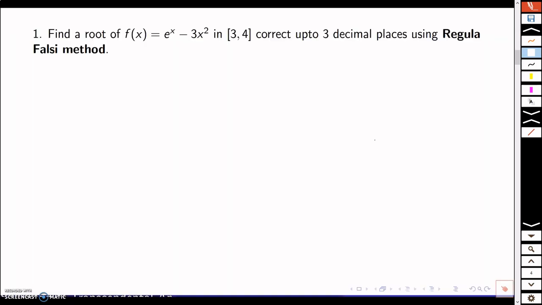Yes, I have this problem with me. Find the root of the function f of x is equal to e raised to x minus 3x square in the interval 3 comma 4. So in this case the interval is given to you. In some cases it might not be given. Okay, and we have to find the root correct up to 3 decimal places using regula falsi method. So this 3 decimal places meaning the error is already given to you, and that is 0.001. So up to this level of accuracy you are supposed to find the root of this using regula falsi method.